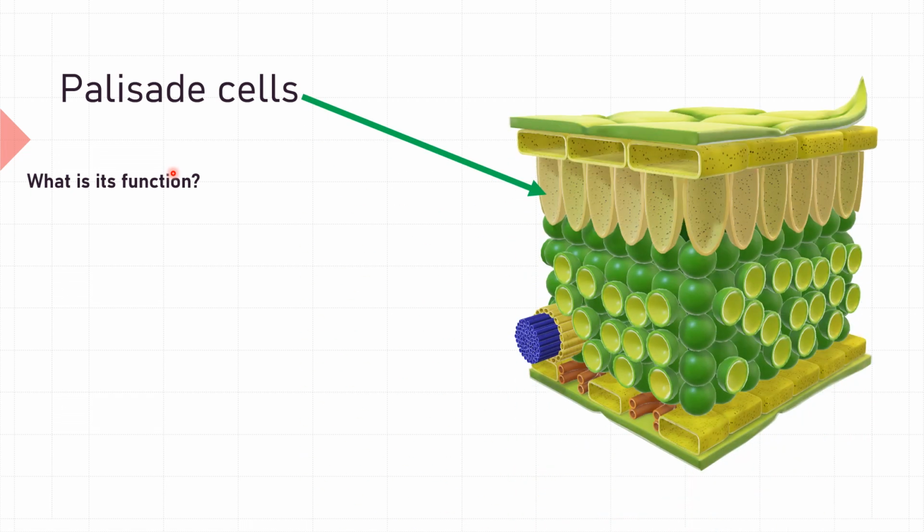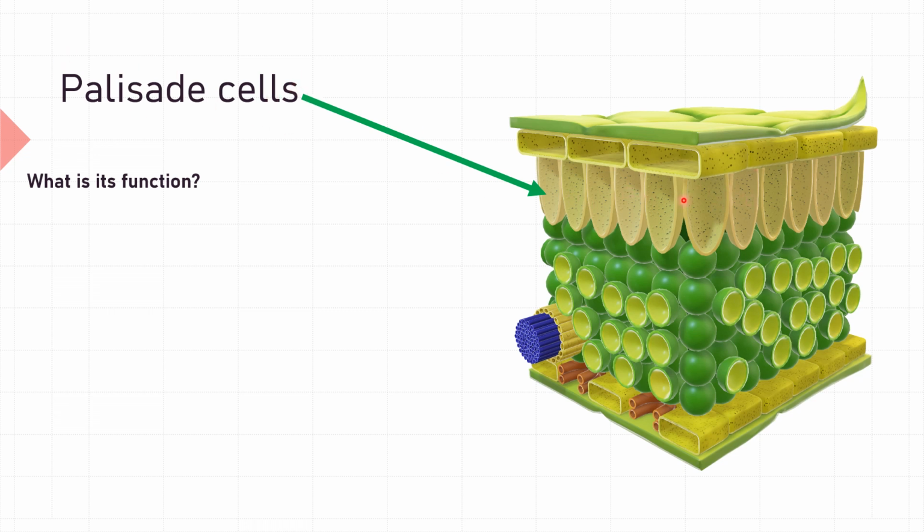The palisade cells are also part of the plant cells. First we need to know what the function is, but to know the function, you need to know where you can find them inside the plant. So this is a cross section of the leaf. A leaf has different layers. This part here is the palisade layer, and this palisade layer in the leaf is made of palisade cells.